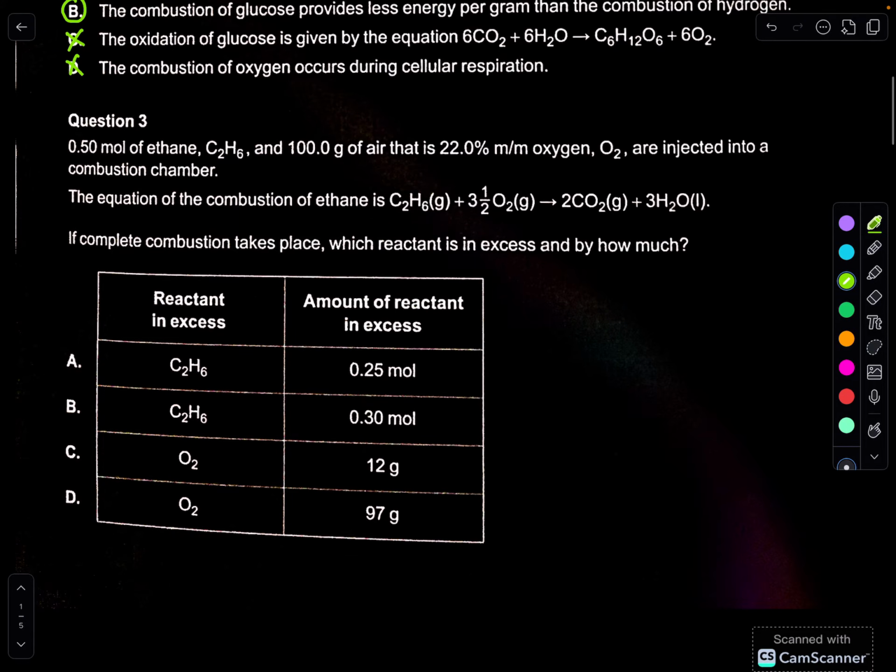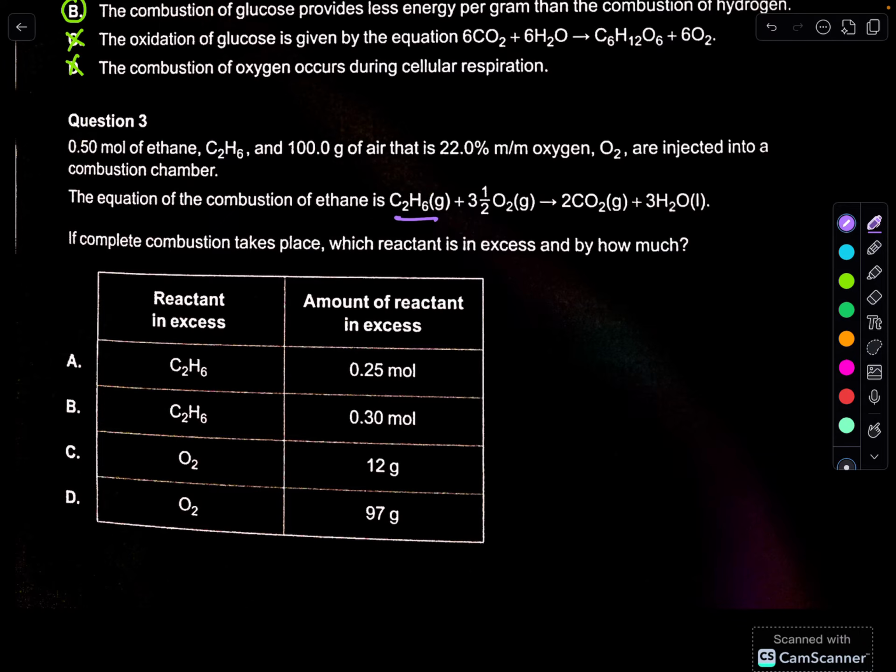Next question. Question 3. Let's use a different color here. 0.5 moles of ethane and 100 grams of air, that is only basically 22% mass over mass oxygen, are injected into a combustion chamber. The equation of combustion of ethane is this. If complete combustion takes place, which reactant is in excess and by how much? All right. So let's get the mole of each reactant.